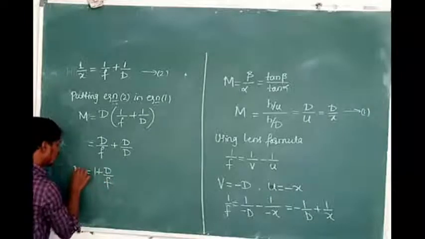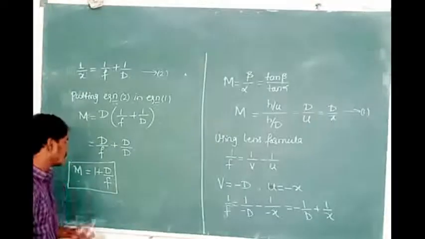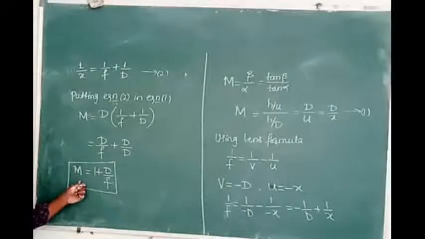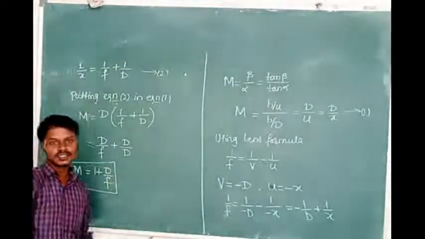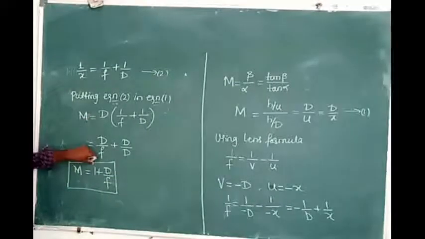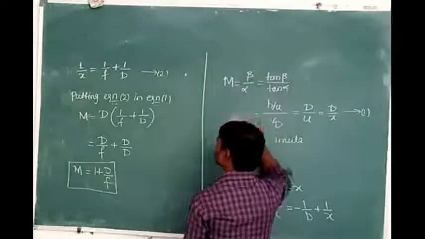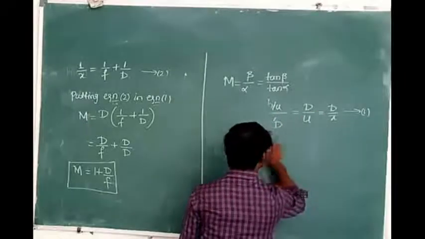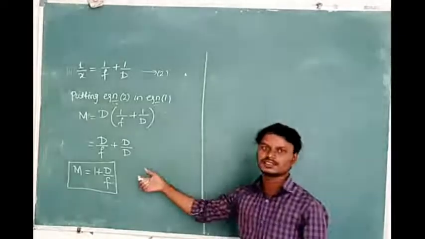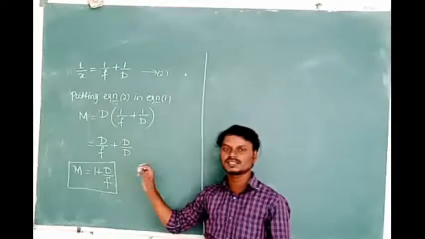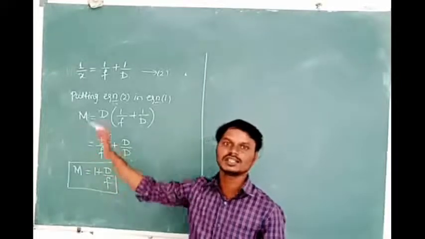This is the magnification produced by the simple microscope when the image is formed at near point. This is very important. Near point means at the least distance of distinct vision. So that is 1 plus d by f. But what is the working principle for this one? Only when the object is placed in between principal focus and optical center, the image is formed at the near point, that is beyond the object.